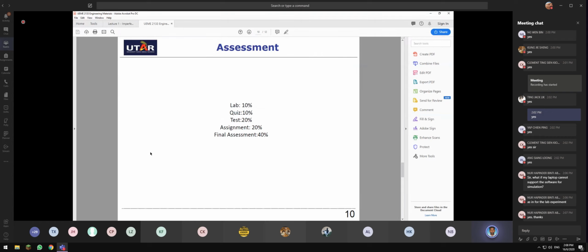Okay, now this is the important one. Students, please take note of this. For lab, the overall percentage mark allocation is 10%. Quiz is 10%. Test is 20%. Assignment is 20% as well. And the final assessment is 40%.